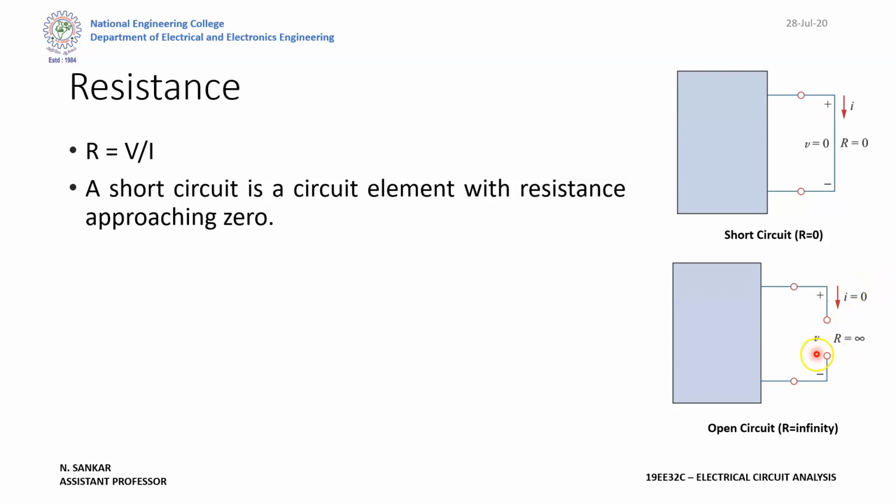Even though the current is 0, there will be some leakage current, in terms of milliampere or microampere. So we have the maximum voltage here during the open circuit due to the infinite resistance. For example, infinity into 1 also gives the value infinity.